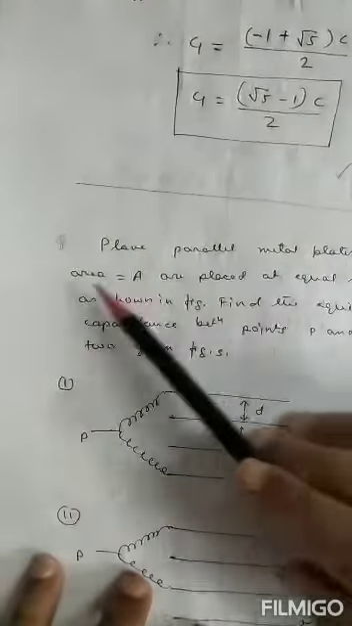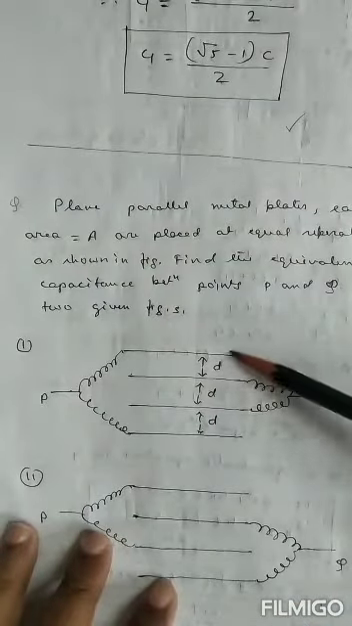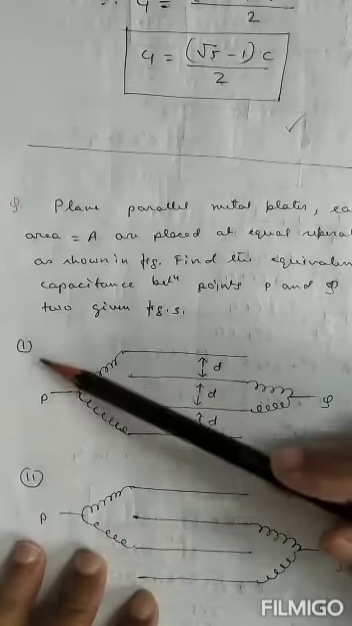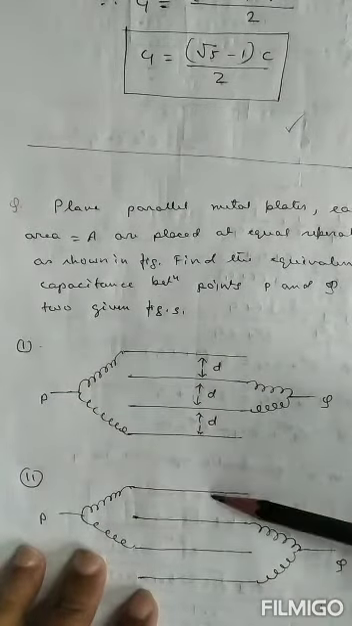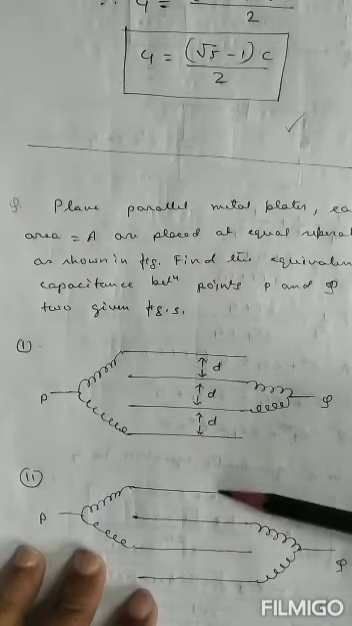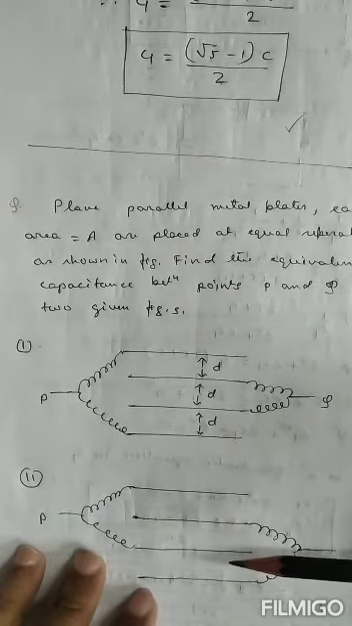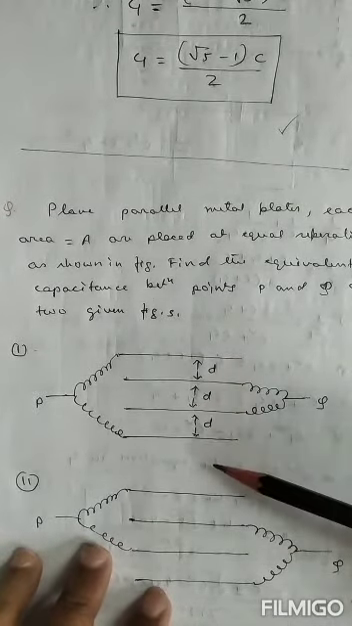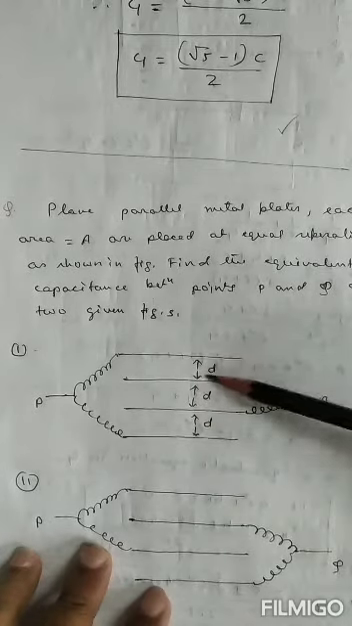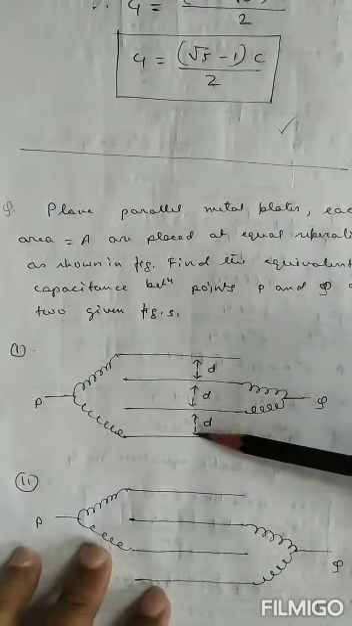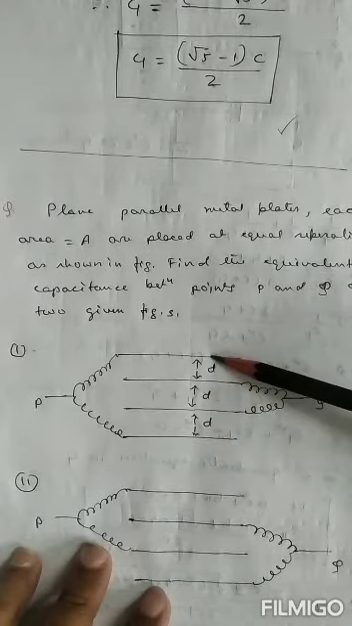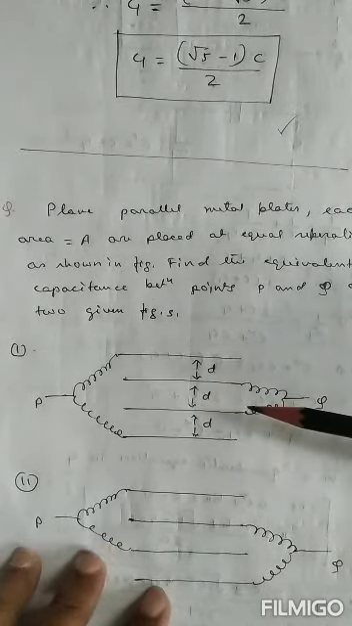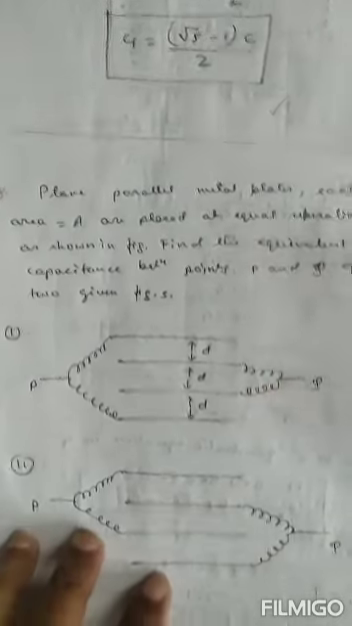Okay? Our next numerical is, there are 4 metal plates, 1, 2, 3, 4. There are 2 numericals, numerical 1 and 2. There are 4 metal plates, each of area A at a separation of small d. They are arranged parallel to each other. The area of each plate is capital A and the separation between the plates is d.